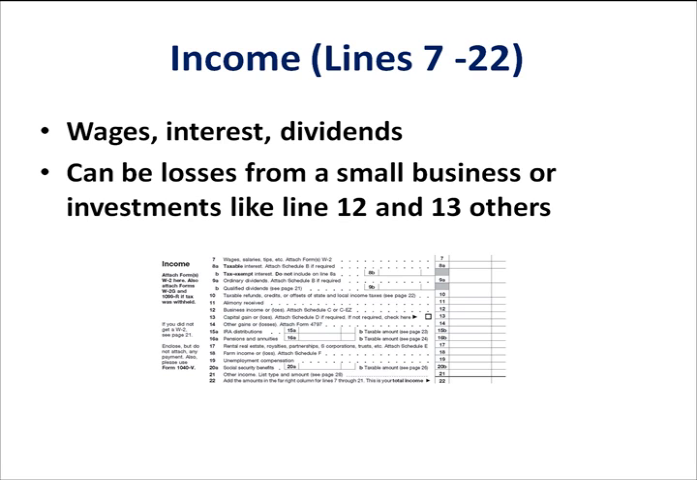I mean, if you take a look at this line, and I have the income section posted on there for you, you can see there's pensions, IRAs, capital gains, other income, which could really mean anything, tax refunds, which can be taxable, alimony received. So there are a whole bunch of different things, but most people it's just going to be wages, interest, and dividends.